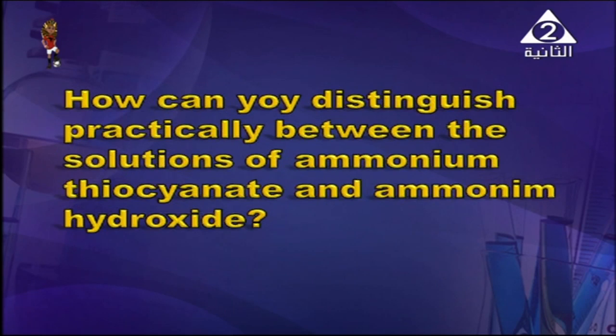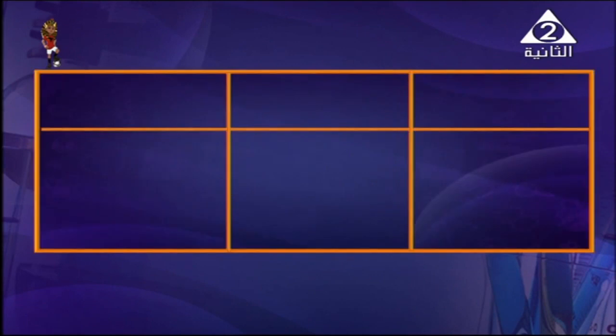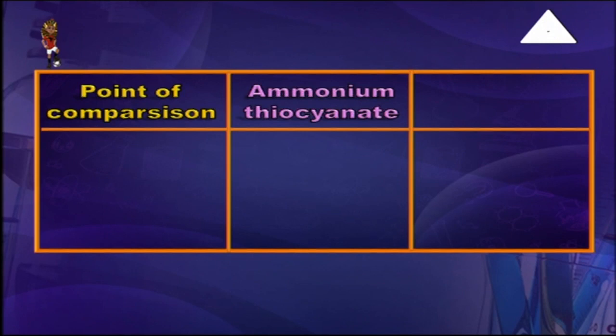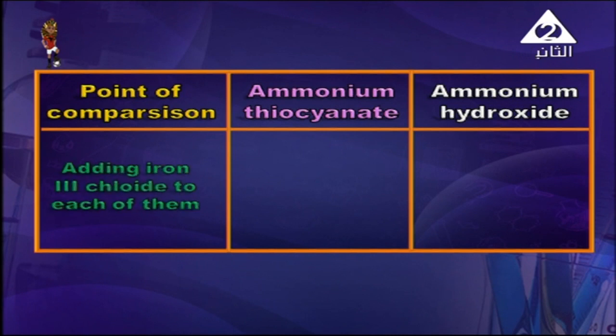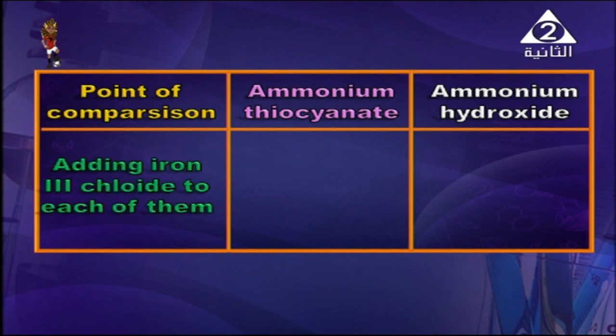At the same time, when I say, how can you distinguish practically between the solution of ammonium thiocyanate and ammonium hydroxide? Distinguish here, you must make a table. This table, as you see, has 3 sections. The first one, point of comparison. Second, ammonium thiocyanate. Third, ammonium hydroxide. Now, how can I distinguish between them? I add ferric chloride to each of them.